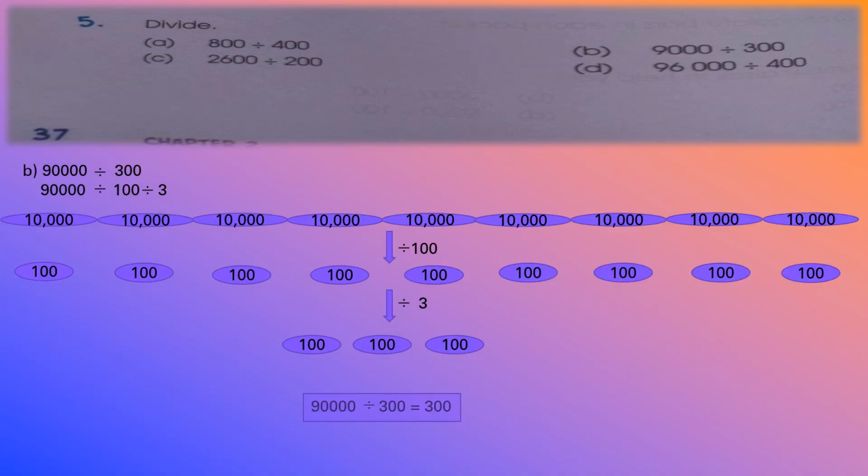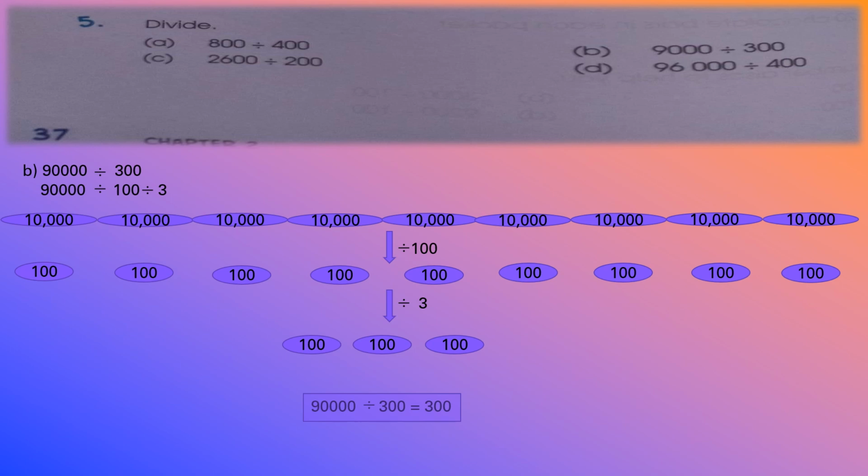For part B, we have 90,000 divided by 300. For 90,000, we have 0 ones, 0 tens, 0 hundreds, 0 thousands and 9 discs of 10,000. These 9 discs are going to be divided by 100, because we break up 300 into 100 and 3, and first we are going to divide by 100.